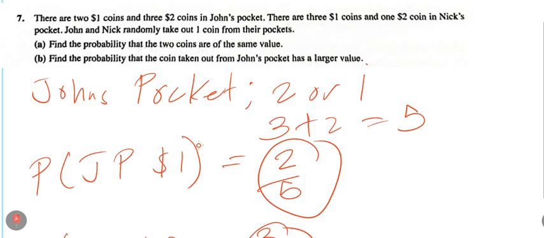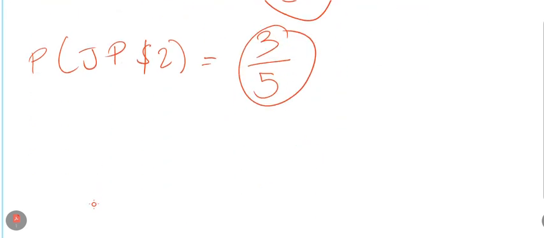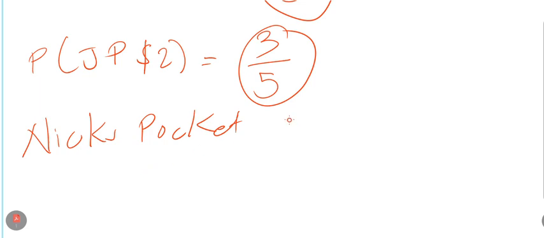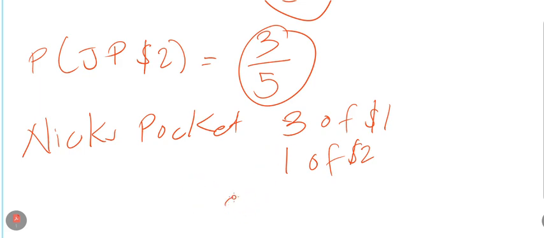Now for the next one, let's look at Nick. Nick has three $1 coins and one $2 coin. Looking at Nick's pocket, there are three $1 coins and one $2 coin, so 3 plus 1 equals 4. That's the total.